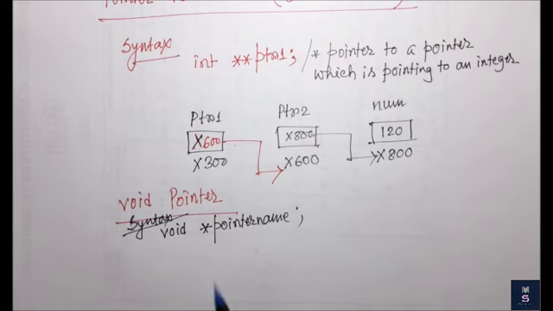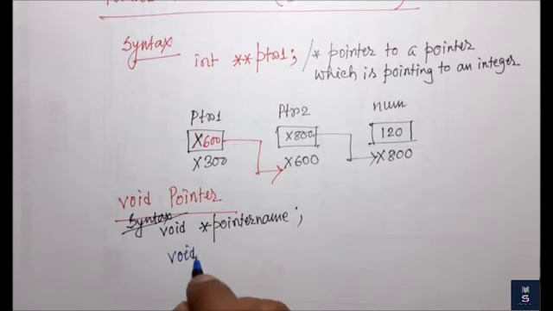Simple example. Suppose I want to write void *ptr. Here ptr is a void pointer. That means it's a generic pointer, and it can be assigned the address of any data type, not a specific data type: integer, character, float, double, array. We just say it's a generic pointer, and it can be assigned the address of any data type.